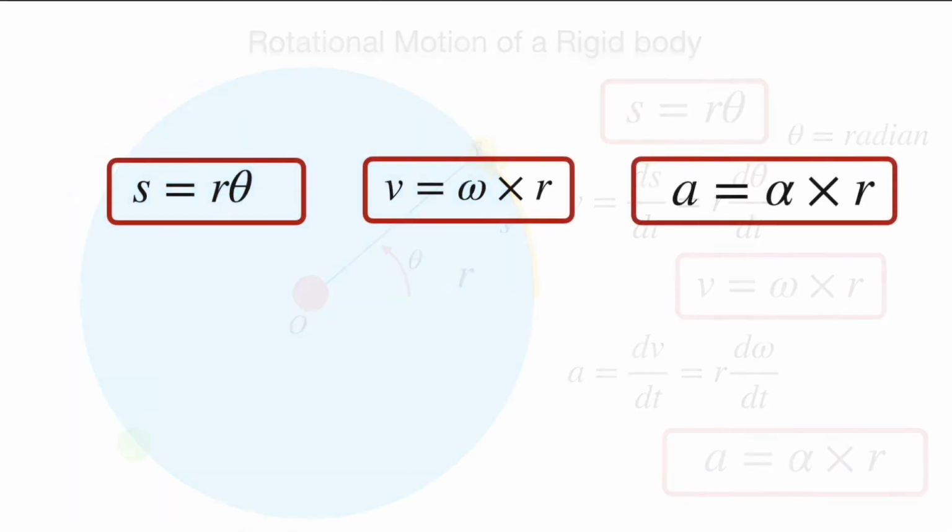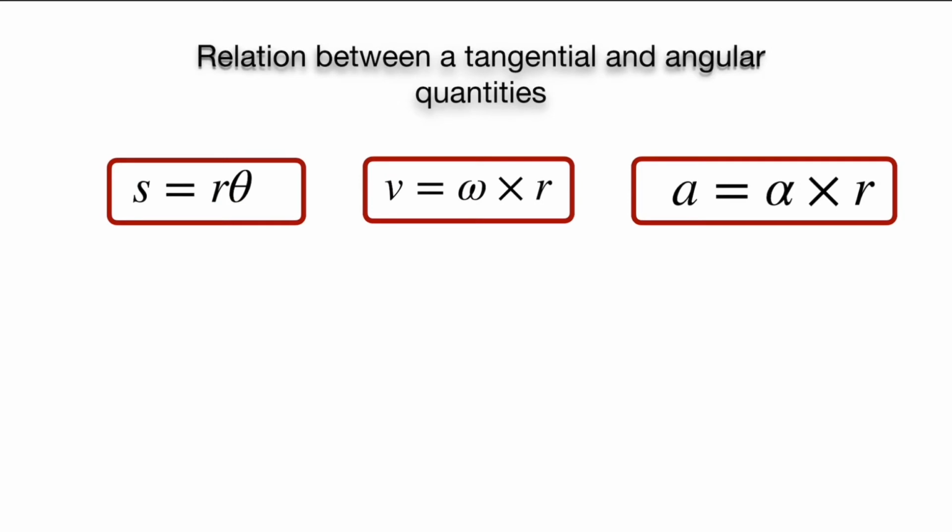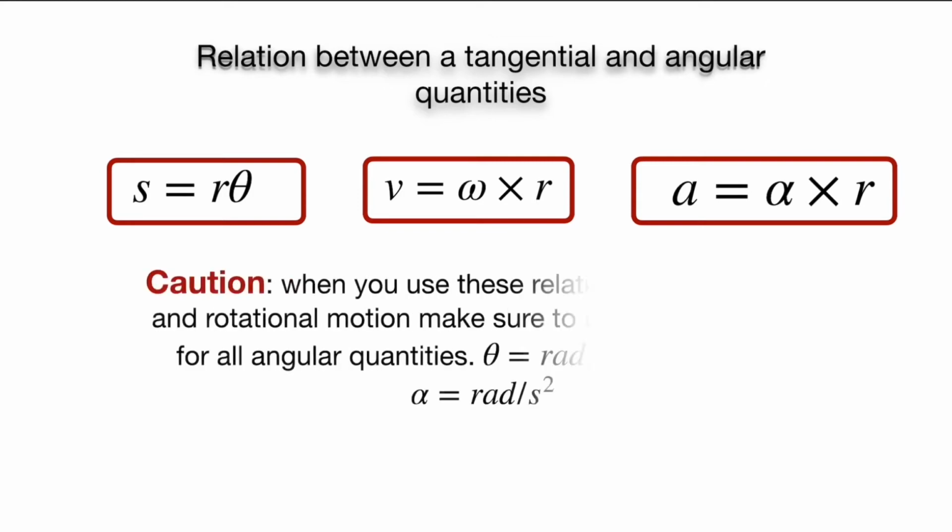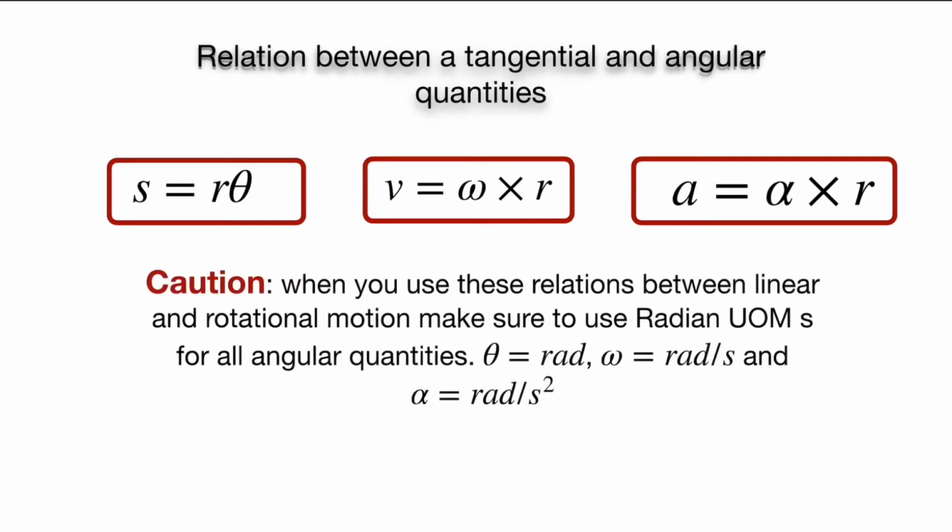So here we have seen the relation between the linear or tangential and angular quantities of a particle on a rigid body. The important thing to remember is that all the angular quantities must be measured in radians for all of these relations. For example, here theta, the angular displacement, must be in radians. The angular velocity should be in radians per second and the angular acceleration must be in radians per second squared.